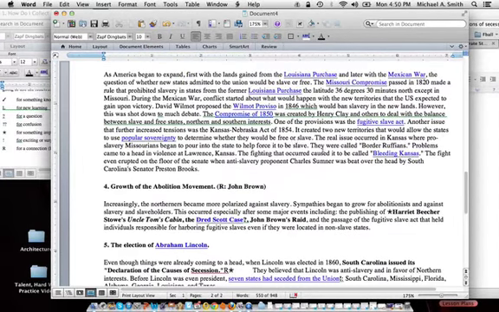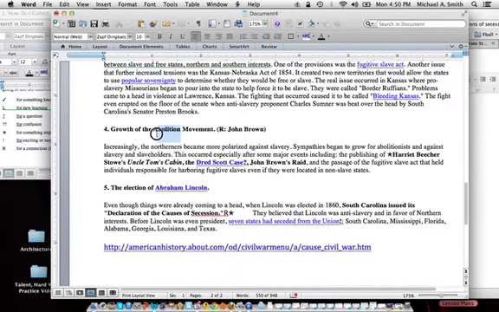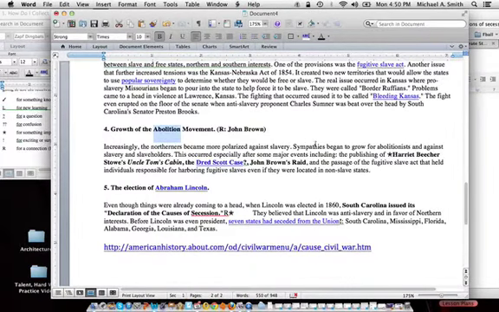As we continue reading, if you'll notice down here, the growth of the abolition movement, that term we've had before, it's already marked here. And there's a number of people that are listed here that I starred. Harriet Beecher Stowe, her book Uncle Tom's Cabin, the Dred Scott case. What is the Dred Scott case? I put a question mark. John Brown's raid, passage of the Fugitive Slave Act. So I'm going to add Harriet Beecher, and I'm going to add Uncle Tom's Cabin, and I'm going to add Dred Scott.